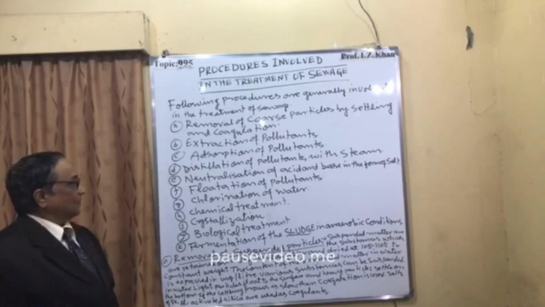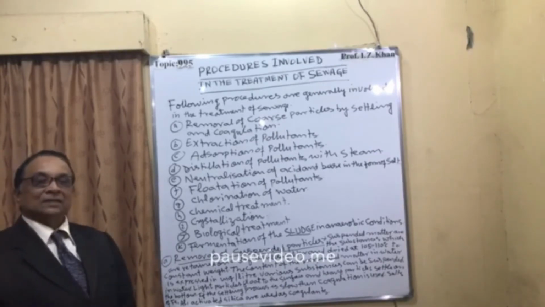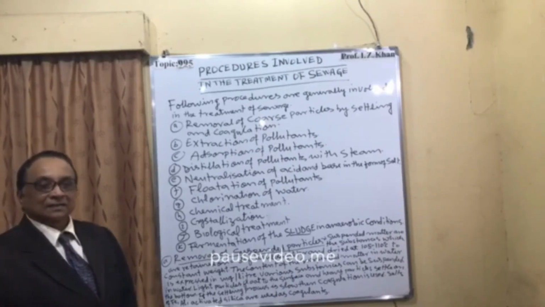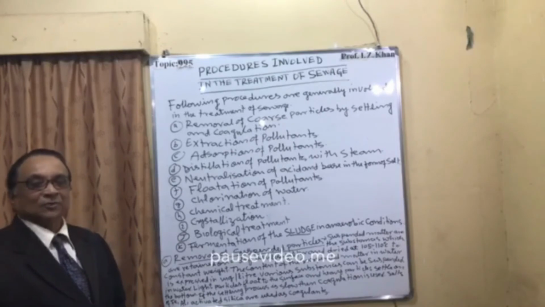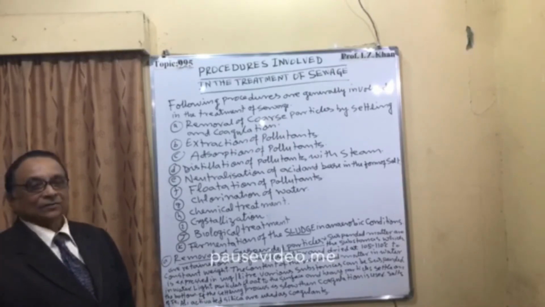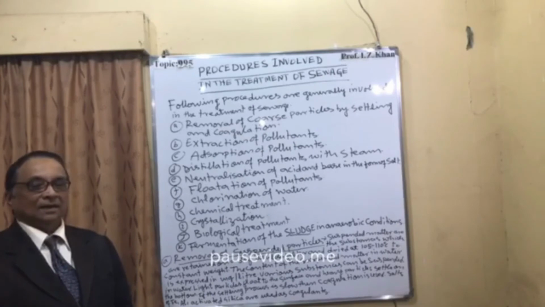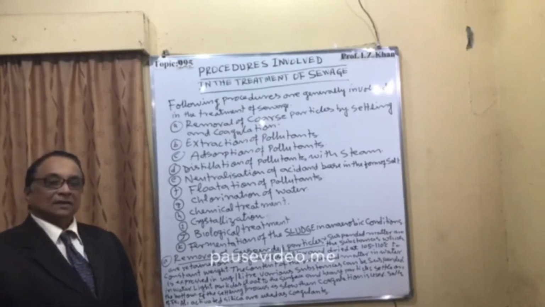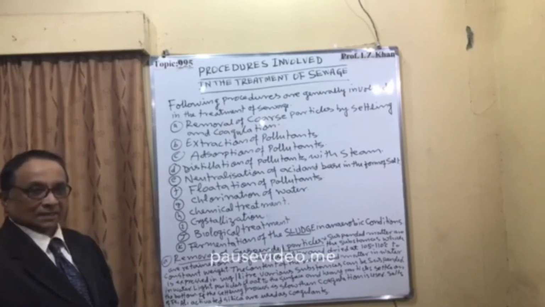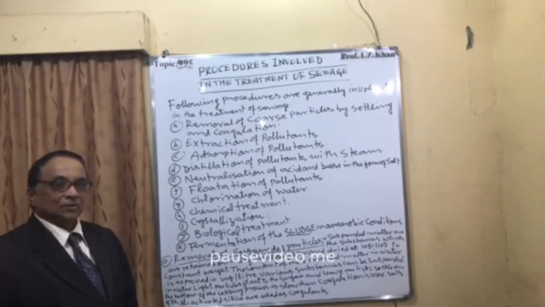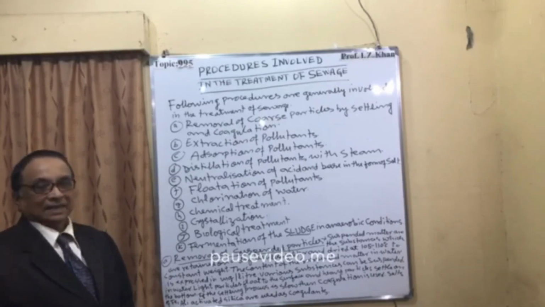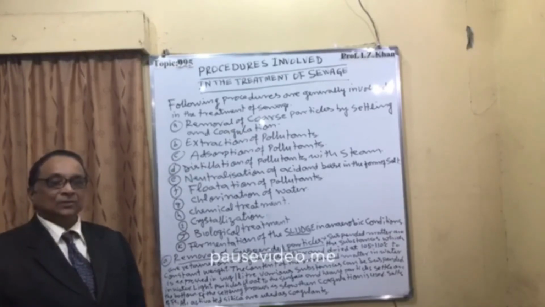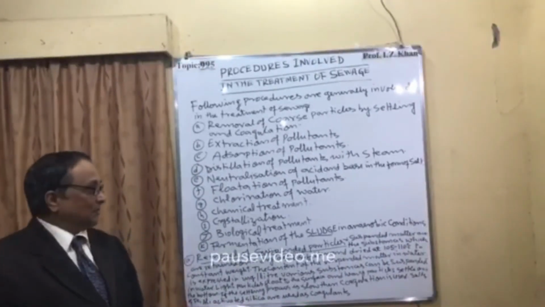And then F, flotation of pollutants. Flotation means froth flotation, by vigorous stirring the light pollutants will be floating, and those are filtered out, and in this way the sewage is treated. Then G is chlorination of water. I have already told you that chlorine is introduced, and that chlorine will kill all the pathogens. It will destroy and damage them. So in this way the treatment will be done.